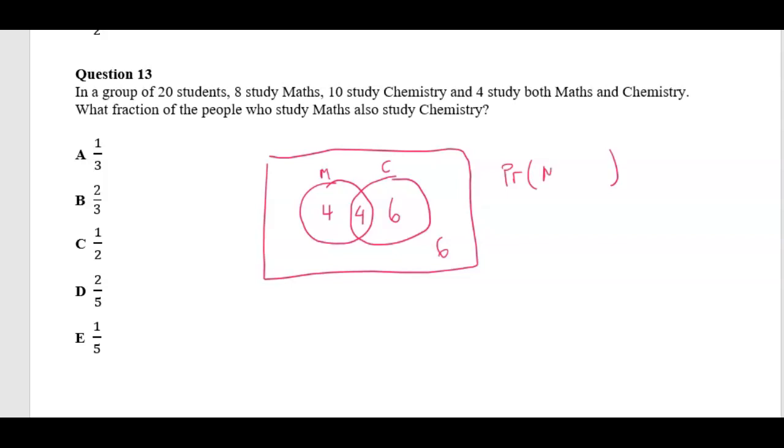Okay, so we want chemistry, given that they study maths. Okay, so probability of both, or the number of both, and the number who study maths. So we're just looking at this maths circle. I might just highlight it. Okay, so we're just looking at the number who study maths. How many study both is 4. How many study maths is 8. So that's a half. So the correct answer for that one is C.